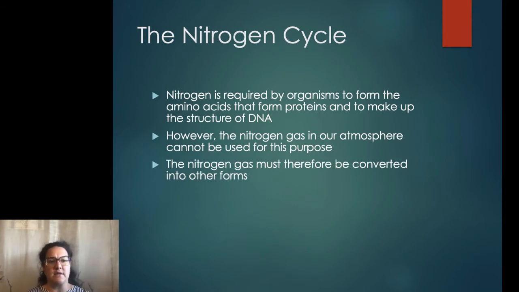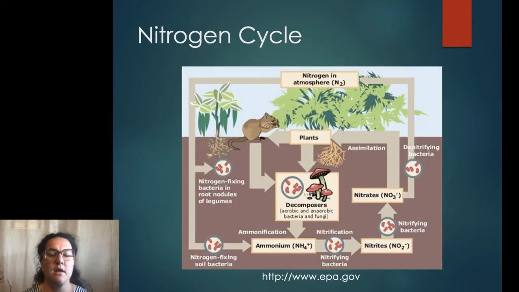The nitrogen cycle is another cycle that is important to the biosphere because nitrogen is required by organisms to form amino acids and to form proteins. So both sulfur and nitrogen are used to form proteins, and nitrogen is also an important part of the structure of our DNA. The nitrogen gas in our atmosphere, so nitrogen actually makes up about 70% of the atmosphere, cannot be used for this purpose. It has to be converted into other forms first before it's available for organisms to use.